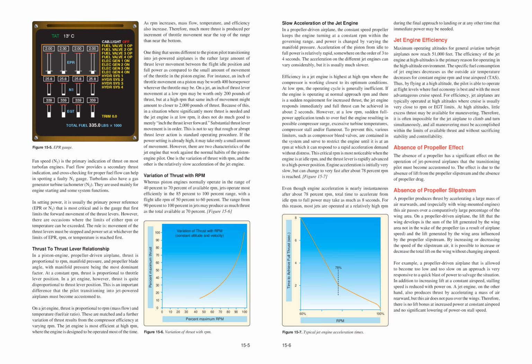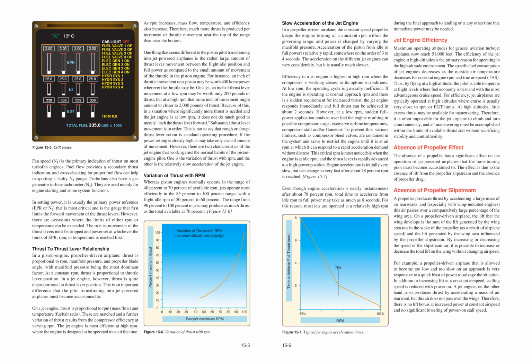15-6. During the final approach to landing or at any other time that immediate power may be needed. Jet engine efficiency. Maximum operating altitudes for general aviation turbojet airplanes now reach 51,000 feet. The efficiency of the jet engine at high altitudes is the primary reason for operating in the high-altitude environment. The specific fuel consumption of jet engines decreases as the outside air temperature decreases for constant engine RPM and true airspeed, TAS. Thus, by flying at a high altitude, the pilot is able to operate at flight levels where fuel economy is best and with the most advantageous cruise speed.